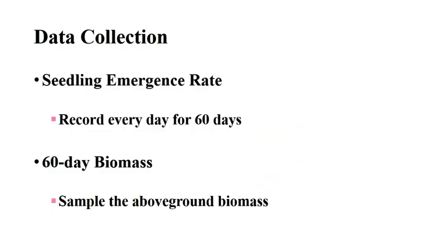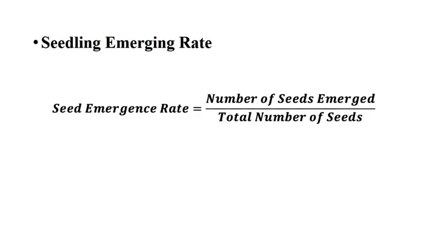Okay, for the data collection, we count the seedling emergence rate every day, and at 16 days, we cut the above-ground plant for the biomass measurement. For the seedling emergence rate, we use the number of seeds emerged divided by the total number of seeds.